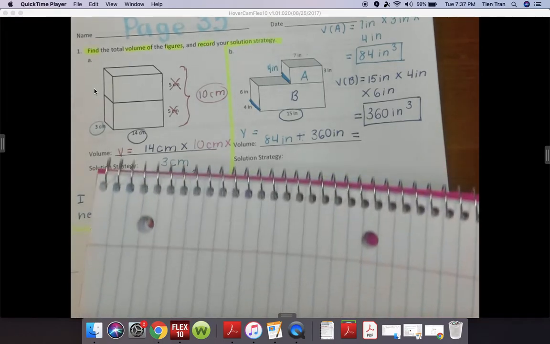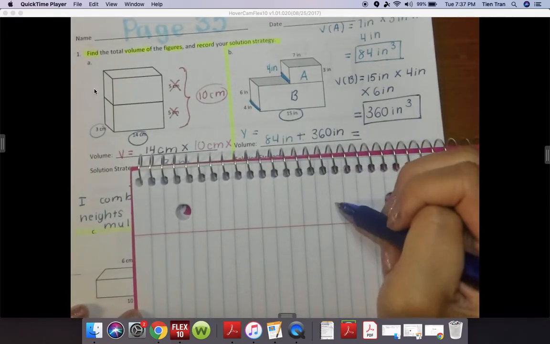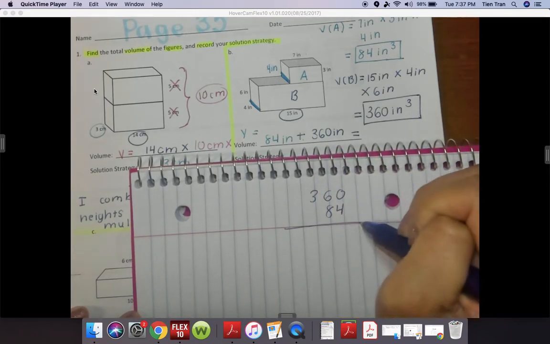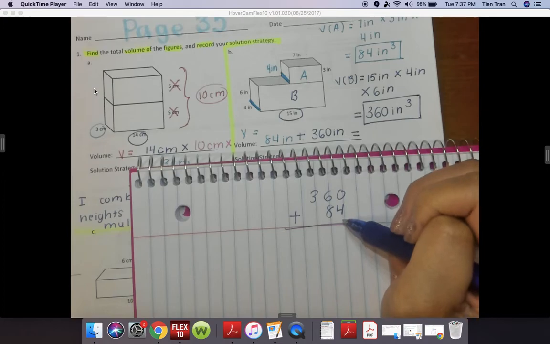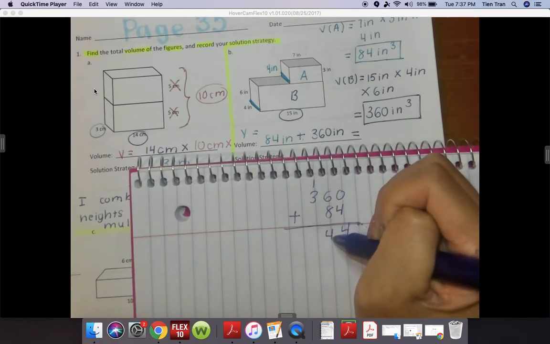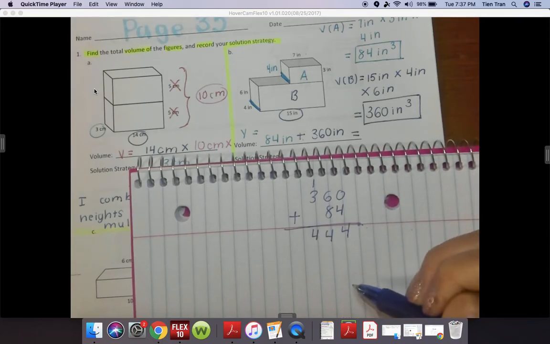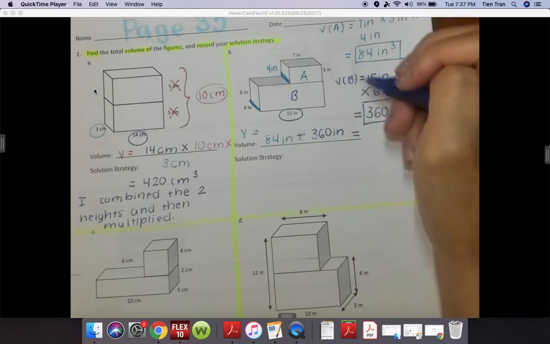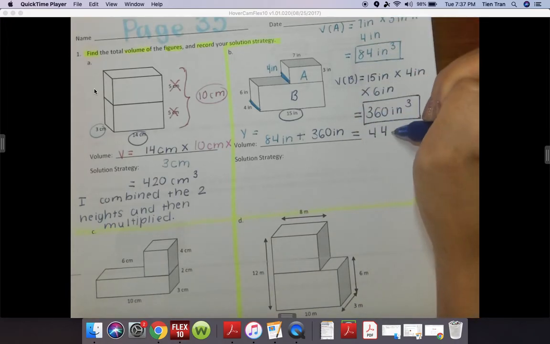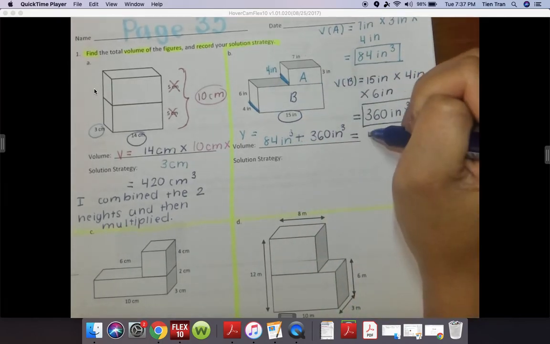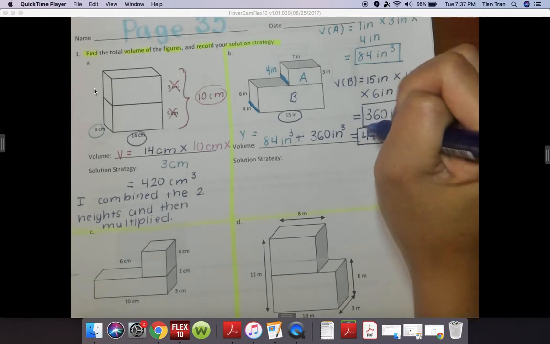Okay, so I'm going to add 84 plus 360. I know that 0 plus 4 is equal to 4. 6 plus 8 is 14. 3 plus 1 is 4. So I get my final answer of 444 inches cubed. I almost forgot my cubes right here. So my answer is 444 inches cubed.